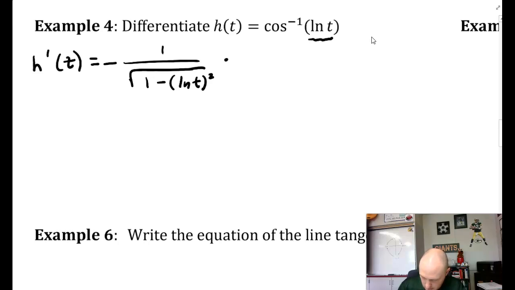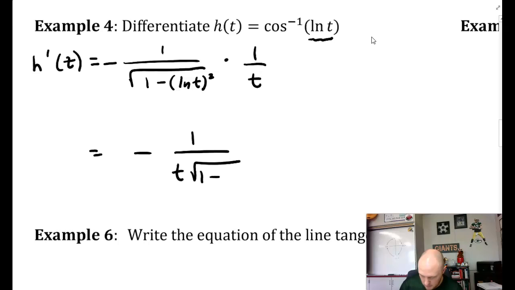So I have natural log of t squared, okay, times the derivative of the inside. And the derivative of the natural log of t is 1 over t. Okay, not too bad. And let's just go ahead. Negative 1 divided by t times square root of 1 minus natural log of t, all of that squared. Not much we can do with that.